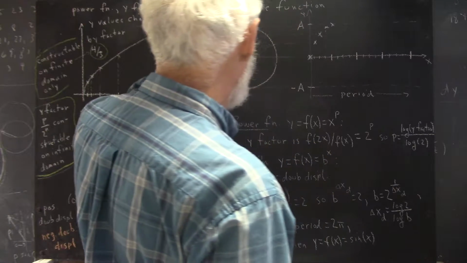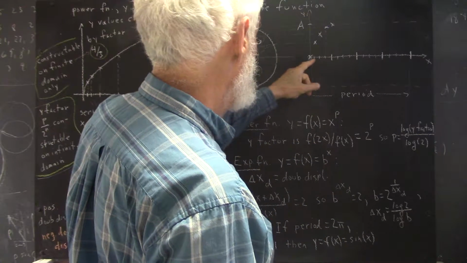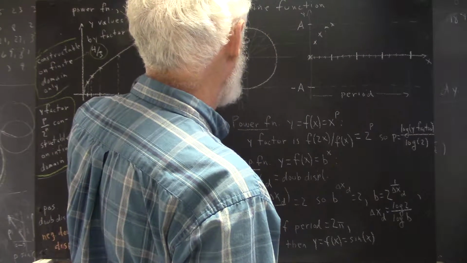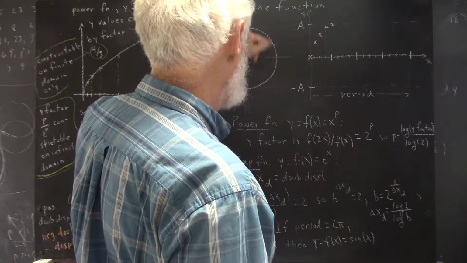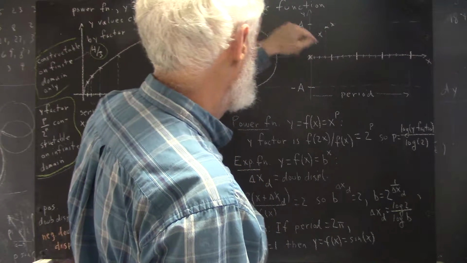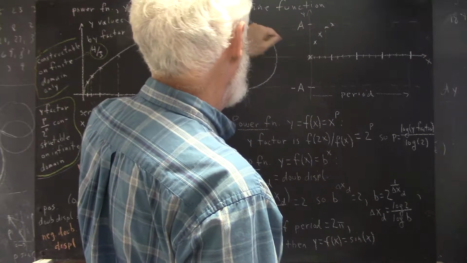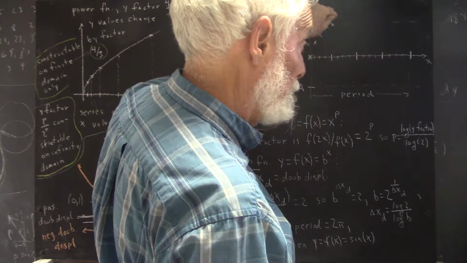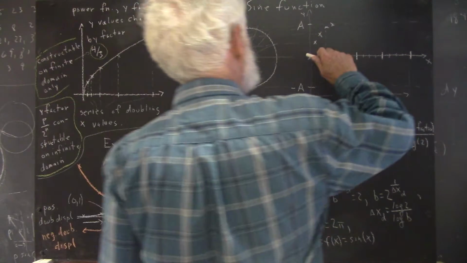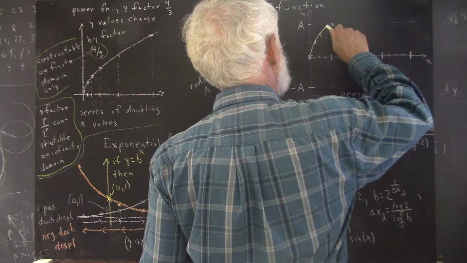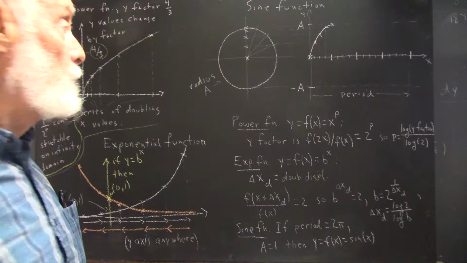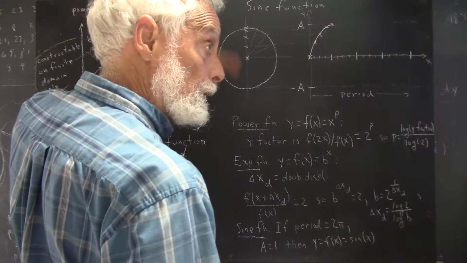Then we take this coordinate, associate it with the next increment of angle, and put it here. And then this coordinate, which we'll associate with this angle, goes here. And then this coordinate with this angle gives us a point here, and this coordinate with this angle gives us a point here. We can then sketch a smooth curve. Then we ask ourselves, well, what if we keep going around the circle?